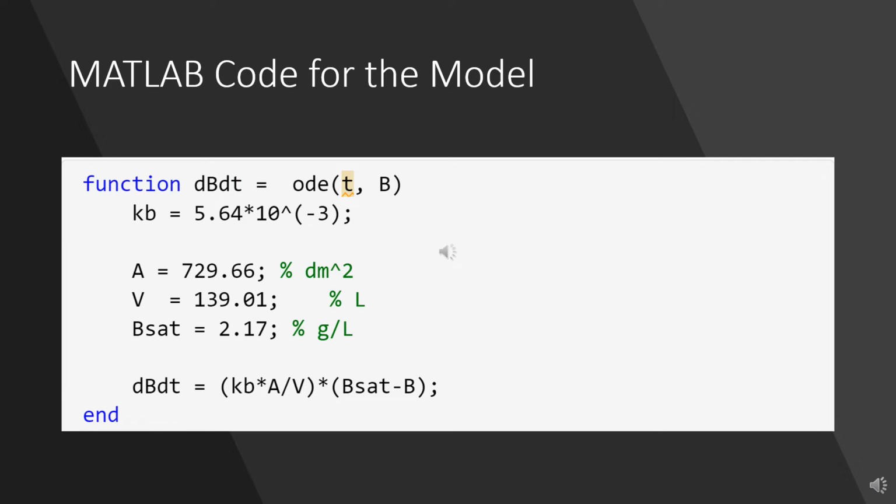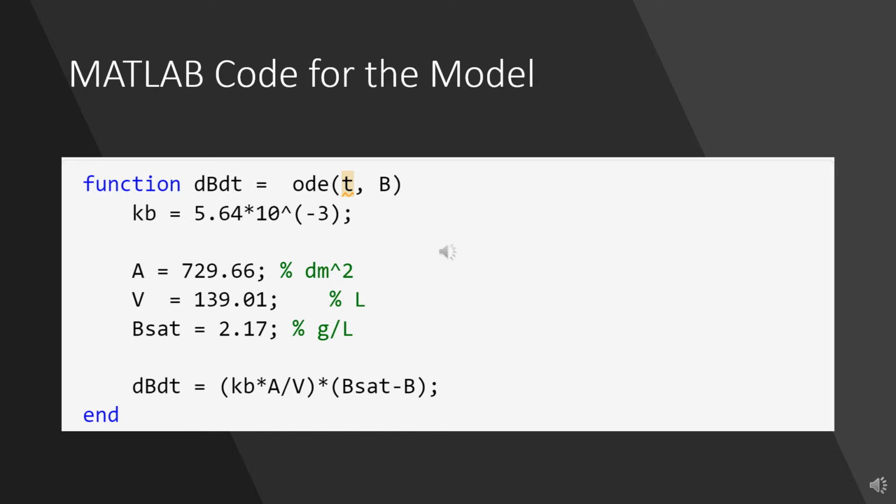As mentioned in the previous slide, we must define our function in order to use it in the ode45 solution. Here, we define our function as dBdt, B standing for benzene, equivalent to ode, where the independent variable is t and the dependent variable is b.